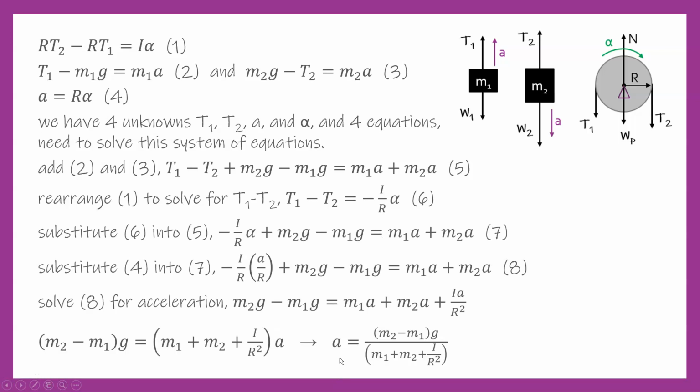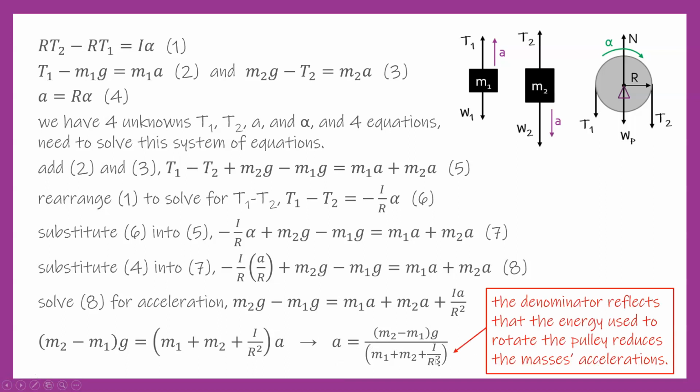This leaves us with an expression for acceleration. Notice the denominator reflects that the energy used to rotate the pulley reduces the mass's acceleration. If you remember when we were studying translational motion, the formula for an Atwood machine would be the same as this, except this term I over R squared would not be there. So this adds to the denominator, which reduces the acceleration.